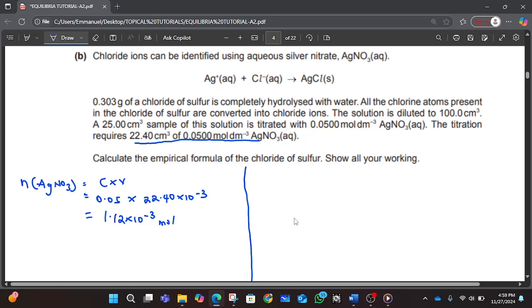Now we want to find the amount of the chloride ions in the 25 centimeter cube of solution that reacted with the silver nitrate. To do that, we use the mole ratio. The mole ratio between the silver ion and the chloride ion is 1:1, as given by this equation. And so it means that in the 25 centimeter cube solution, the amount of chloride ions is also the same as 1.12 times 10 power minus 3 mole.